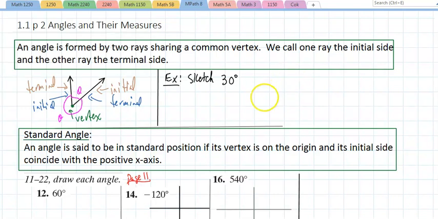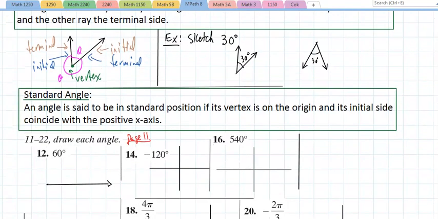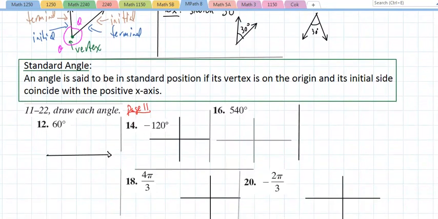When I say sketch an angle of 30 degrees, well, you could say, here it is. You could say, this is 30 degrees. You're right. Somebody else in this class might sketch a graph and say, oh, look, that's my 30 degrees. And they're correct as well. So, for us to be talking about the same measure and the same shape, we make an angle standard.